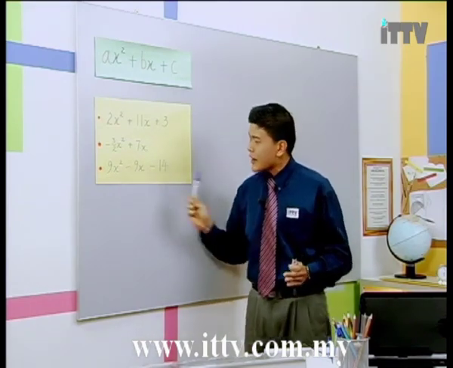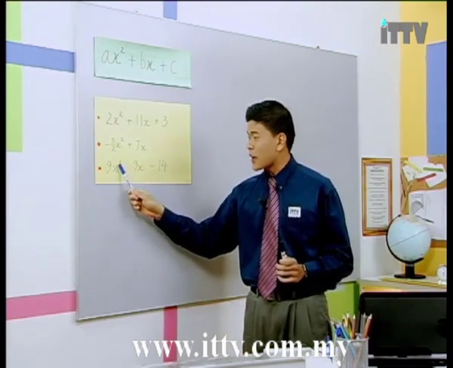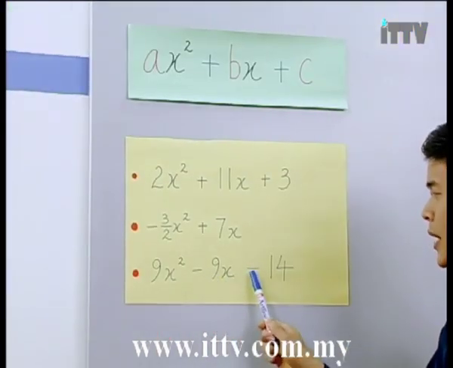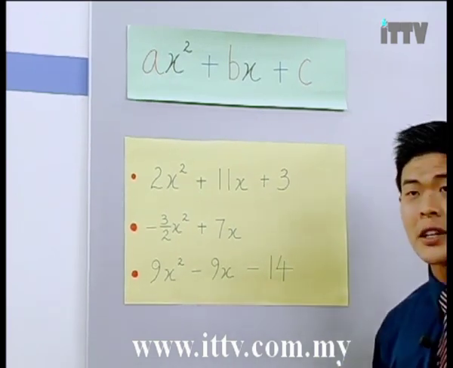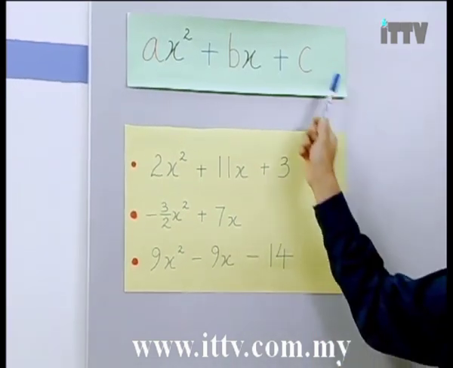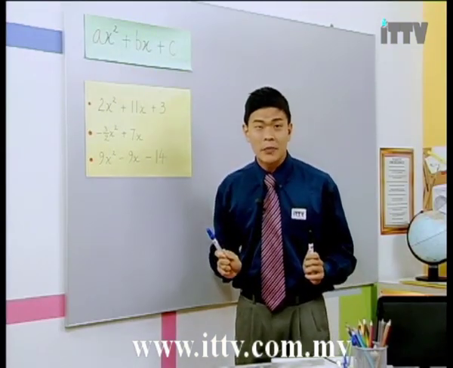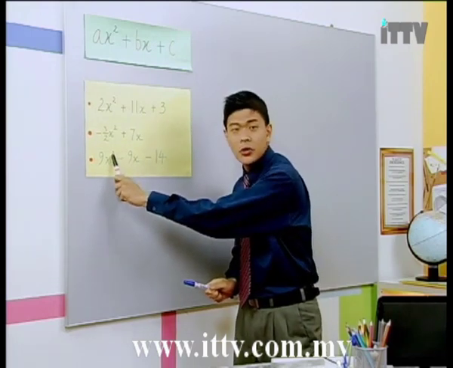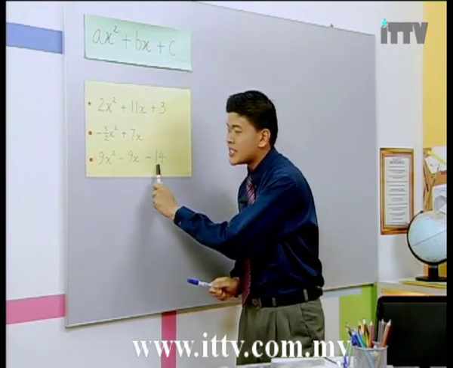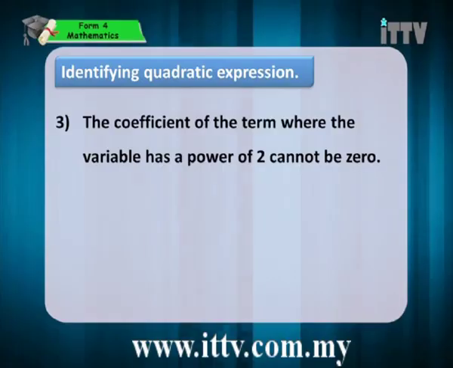And the third and final expression on this paper: 9x squared minus 9x minus 4. One look and you'll be able to tell that it's a quadratic expression because it resembles the general form of ax squared plus bx plus c. Check. X has the highest power of 2. Yes. A, b and c are there. It is a quadratic expression.